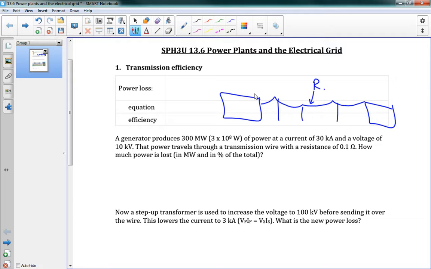And it actually turns out to be pretty straightforward, and again, a very good reason why we use AC instead of DC when we generate our electricity. So let's get started here.